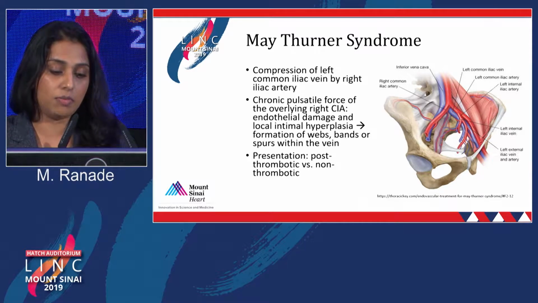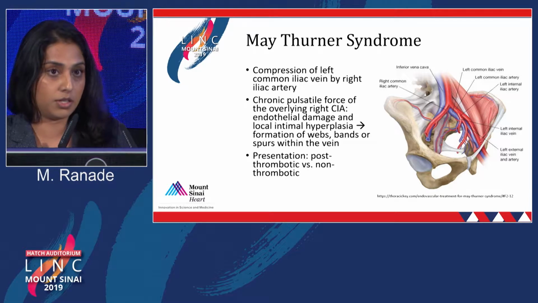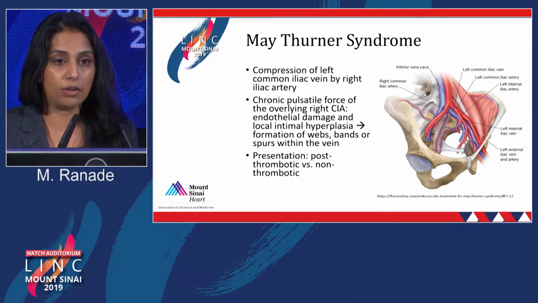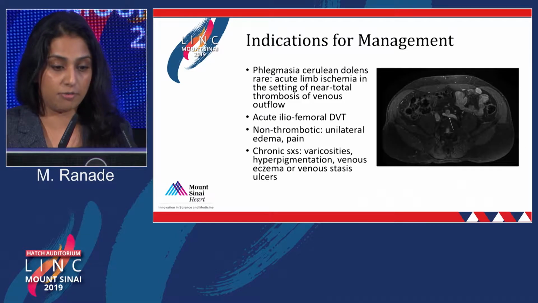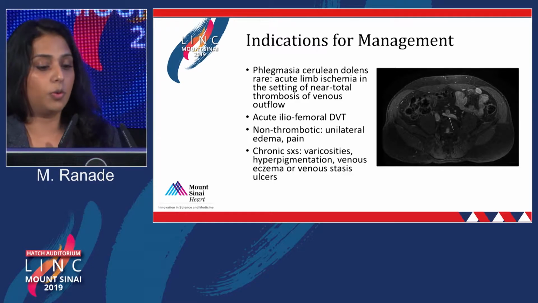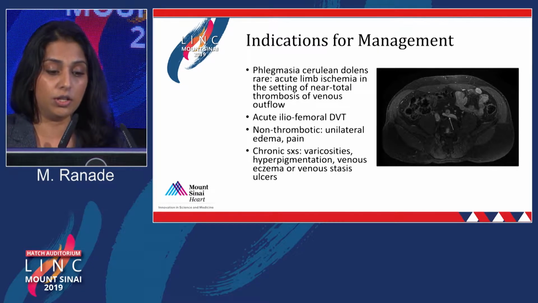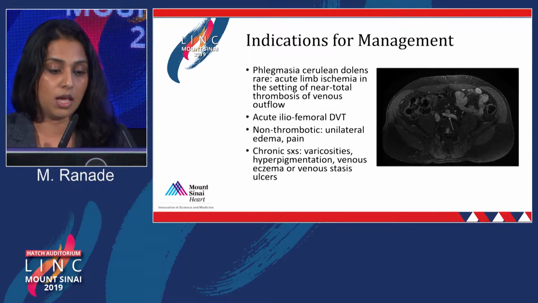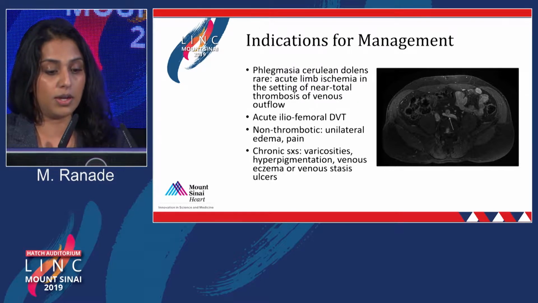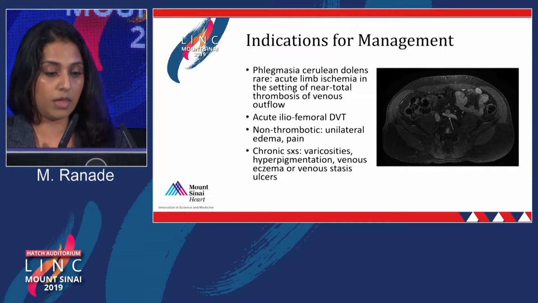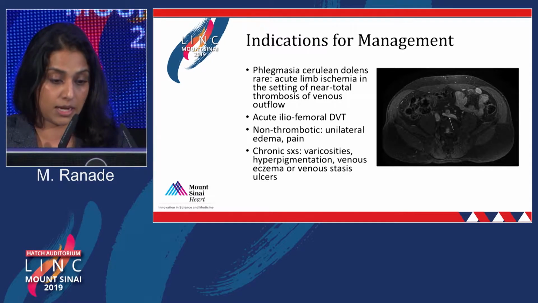The presentation of the patient may be either post-thrombotic, so they might present to us with an acute iliocaval DVT, or it could be non-thrombotic, which usually refers to patients being symptomatic with unilateral leg edema, pain, chronic fatigue. Like I said, indications for management when they come to interventional, we'll see them either in the setting of acute iliofemoral DVT, where when you end up doing catheter-directed lysis and venography, you identify the point of compression and then perform venoplasty and possibly stenting in some of these patients.